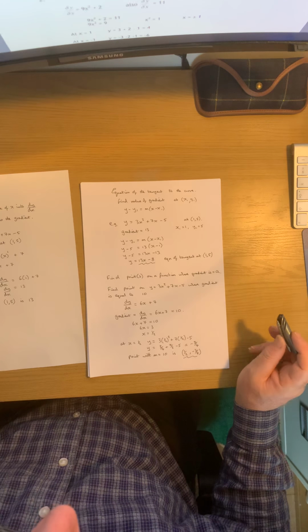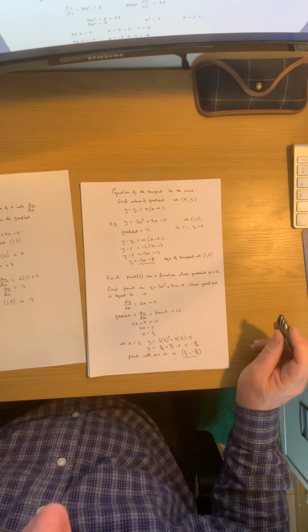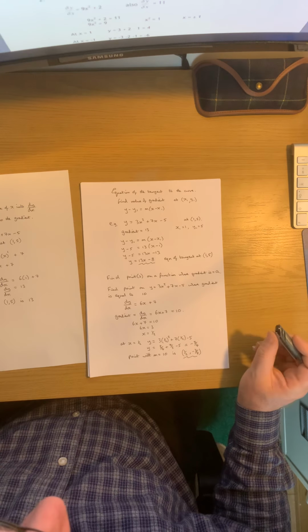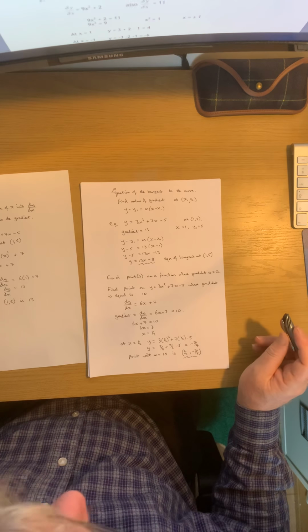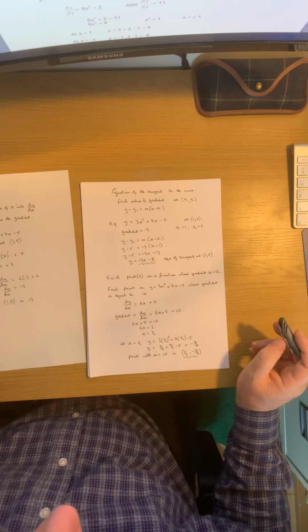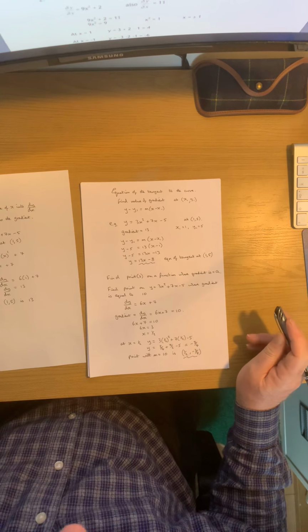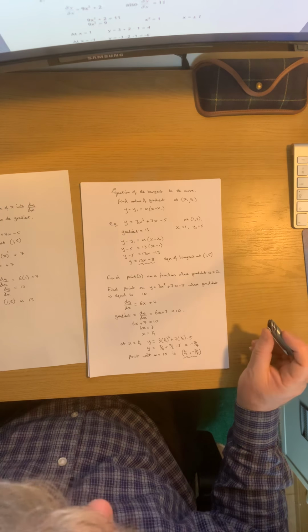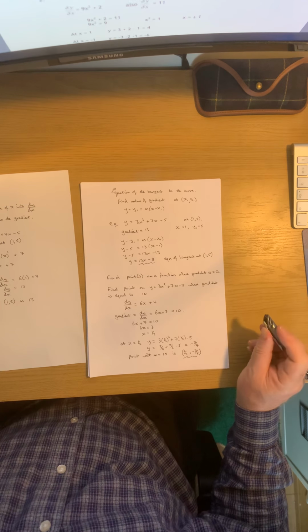We can also find the points on a function where the gradient has a particular value. Again, we find dy by dx, we equate it to the value of the gradient and solve for x, and then substitute that value of x into the original function to get the actual point that it's located at.